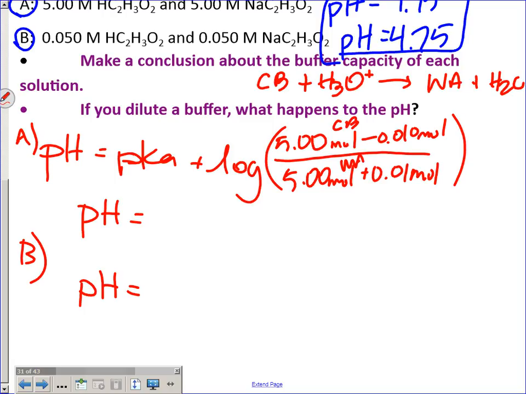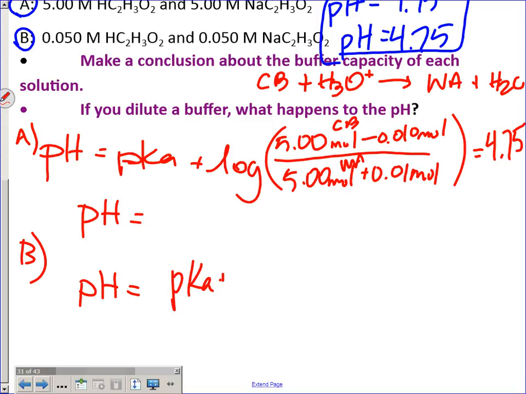4.7. You guys, did you do this one? I got the bottom. You did the bottom one? I had the same thing. For this example here, what'd you guys get? 4.7. Okay, that should make sense. This is a great buffer with a great capacity. So when you add that little bit of acid, it doesn't change the pH by very much. That's the job of a buffer.